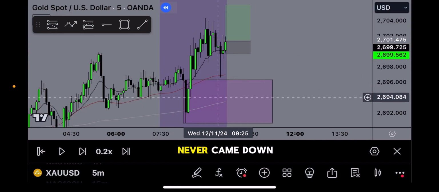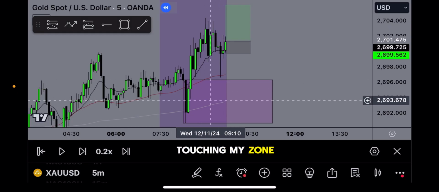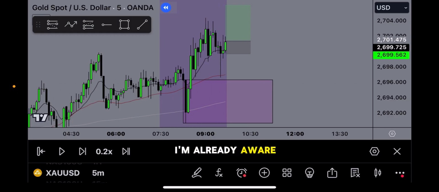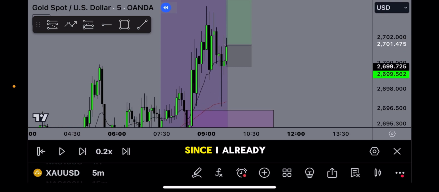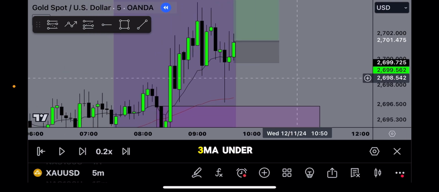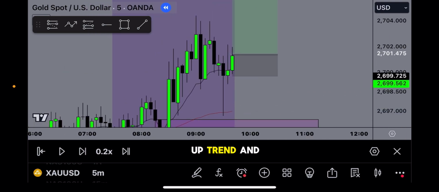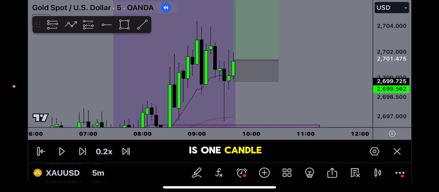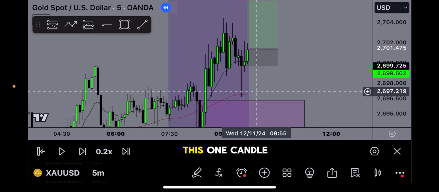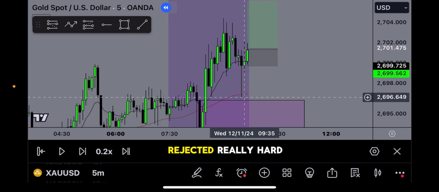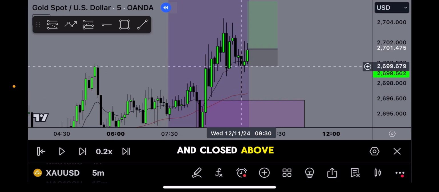So since price never came down, touching my zone, I'm already aware, okay, maybe price might not come back down, so I'm going to be looking for 13 MA breakouts. I'm going to be looking for 3 MA breakouts, right? And right here, since I already know the 3 MAs are under us and price is on an uptrend, this one candle right here came down and rejected really hard and closed above.